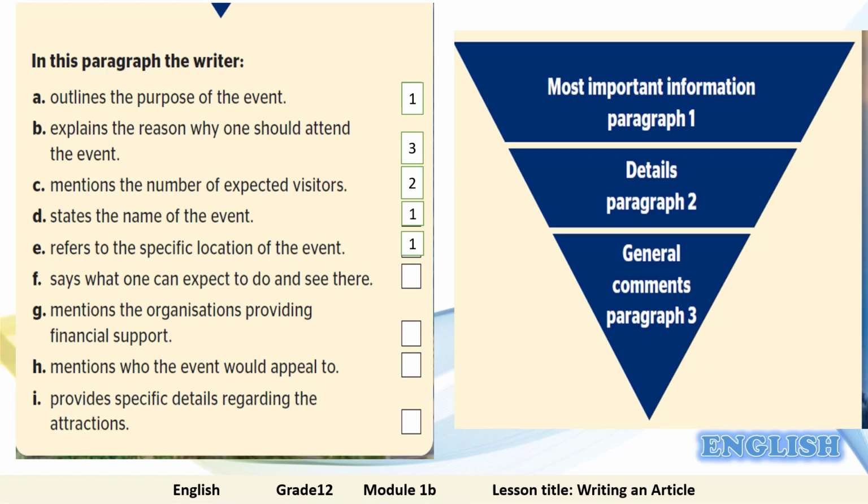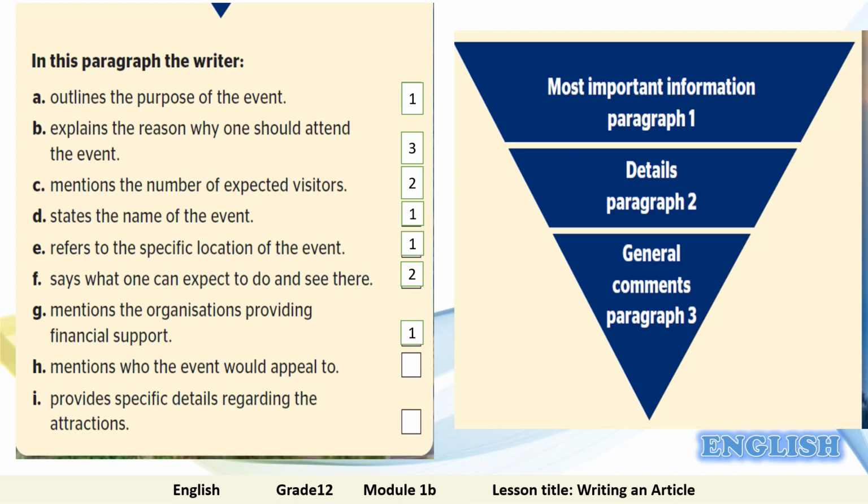Says what one can expect to do and see there. This is what we can call details. Paragraph 2, definitely correct. Mentions the organizations providing financial support. Where can that go? Yes, it's one of the most important pieces of information that should be included in paragraph 1.